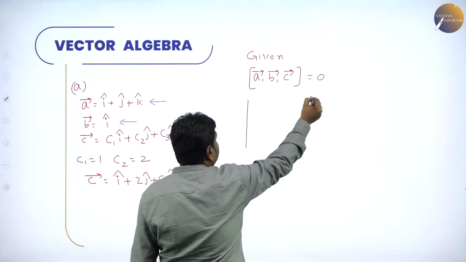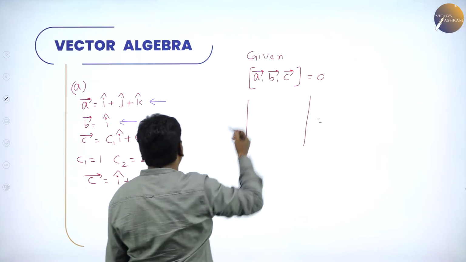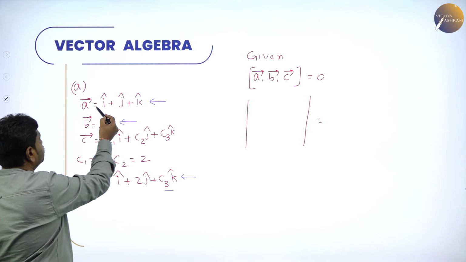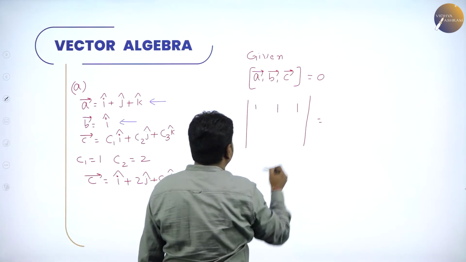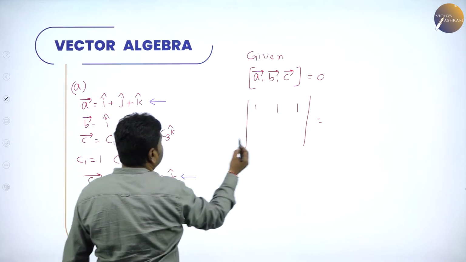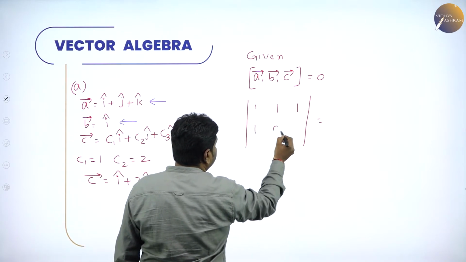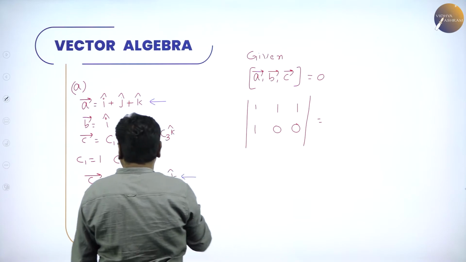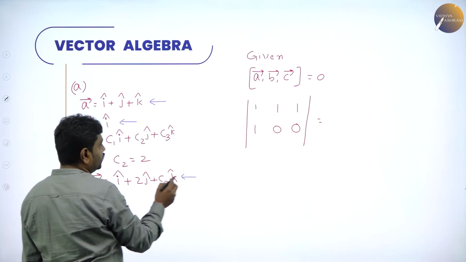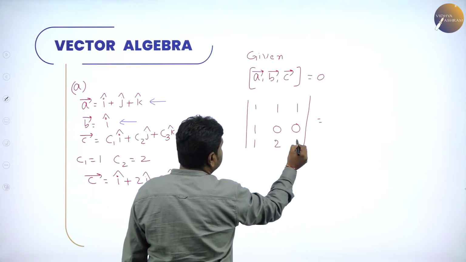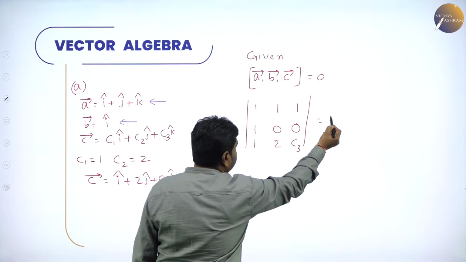How to find the box product? It is the determinant. First row, write the coefficients of vector A: the coefficients of i, j, k are 1, 1, 1. Vector B, only i is there, so the i coefficient is 1, and j, k are 0, 0. And they gave C1, C2 values: 1, 2, and C3 is unknown, so we write C3 only, equated to 0.